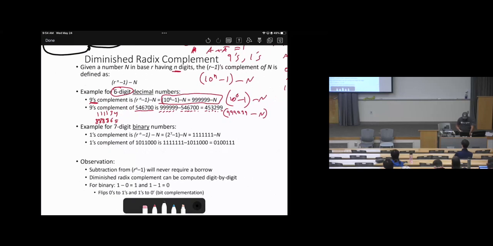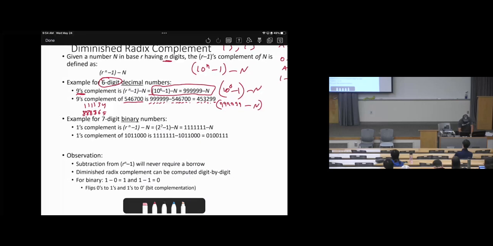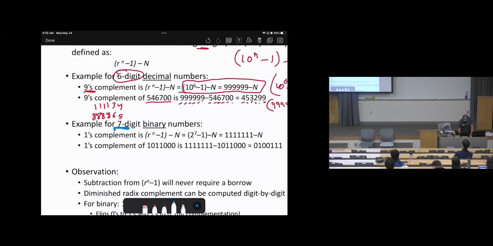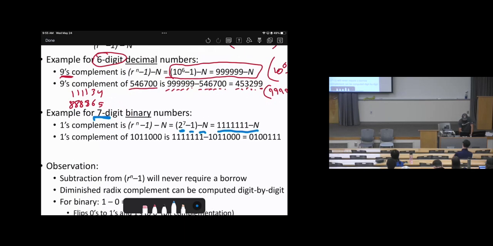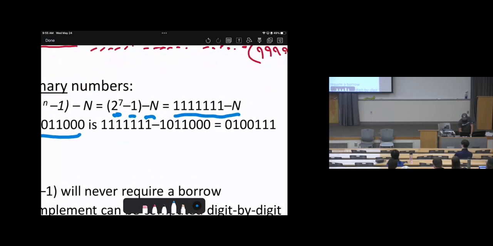Now how about in binary? It will be the same as 10 power 6, for example. Here let's assume a 7 bits register. It's not 6, it's 7 bits. So here it will be 2 power 7 minus 1, minus the negative number, or the number which is n. In summary, it will be 1, 1, 1, 1, 1, 1, 1 minus n. So how can we make the subtraction? Let's assume we need to calculate the complement of these bits. You need to subtract each bit from ones.